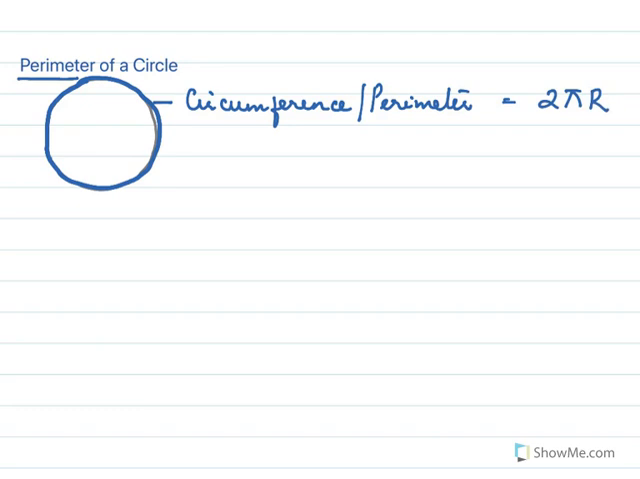And this perimeter of the circle is its circumference, which can also be called perimeter, and that is 2 pi r, where r is the radius of the circle. Next is the perimeter of a semicircle.